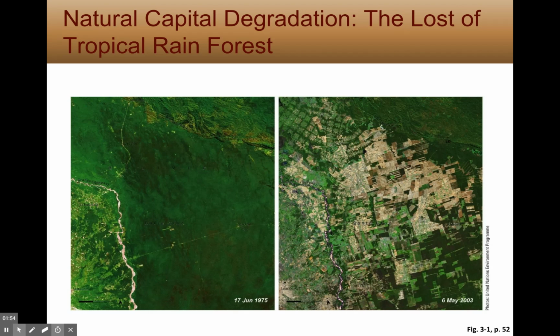And so here there are pictures out there that show, here's a picture on the left from 1975 showing how much green we have in Bolivia. And then as far as 2003, we can actually see that breakup of the green as more and more areas are getting clear-cut for farmland to support more people in that particular area.